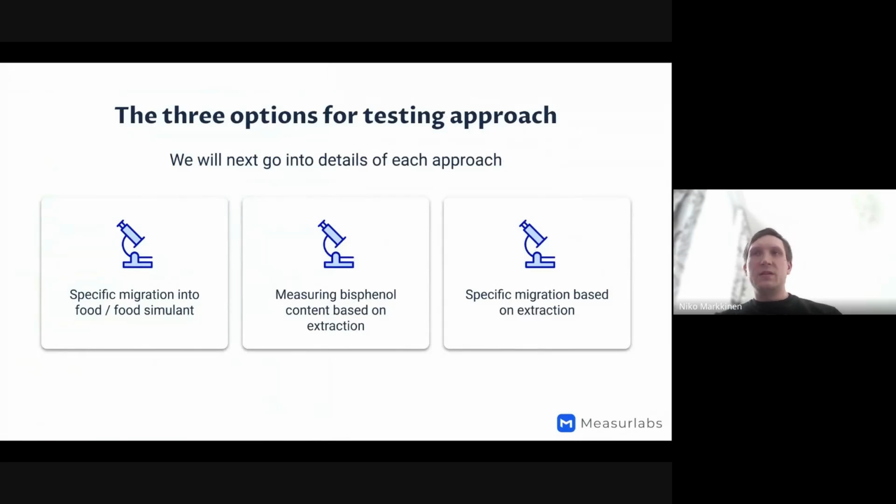So, okay, let's assume that you have to do the testing. So then next, what you think is like, how do I actually test it? And there are essentially three different routes. So you can do specific migration testing into food or food simulant. You can measure the content of bisphenol A or bisphenols from the material, or you can do a specific migration test based on extraction. And essentially also the second one in the middle you can also use to measure specific migration by calculation, but I will explain that a bit later.